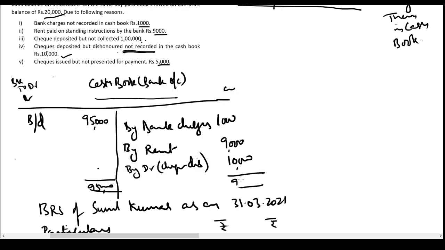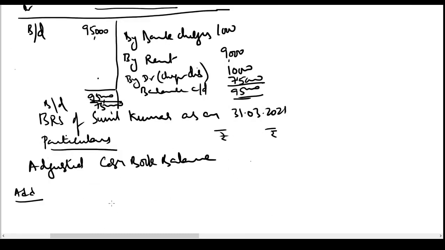95,000. Now let us see what is the balance. 10 and 10, 20,000. So the balance left is 75,000 rupees. Balance carried down and balance brought down will be 75,000. So we have again a favorable balance now. So the adjusted cash book balance is 75,000.